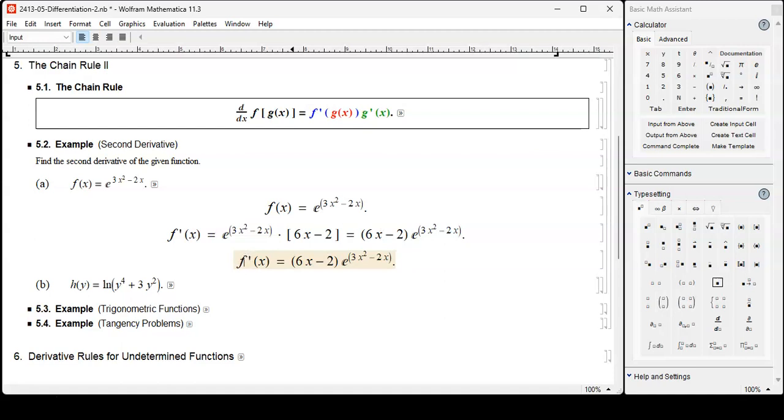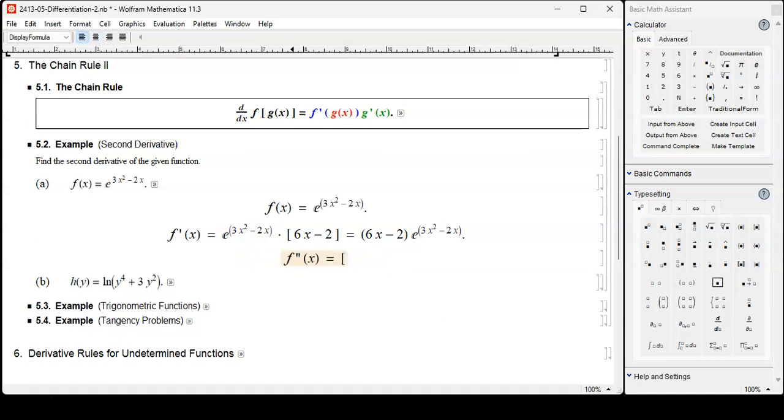And we're going to do another derivative of this. So second derivative, so double prime. And what do you have? We have a product of two functions. So this is going to be a product rule. Makes sense? We have a product. First function and the second function. So the derivative of the first function here and the second function.